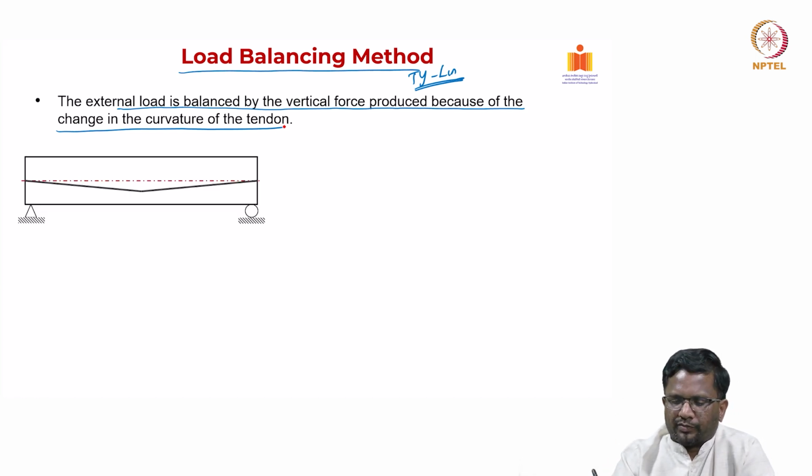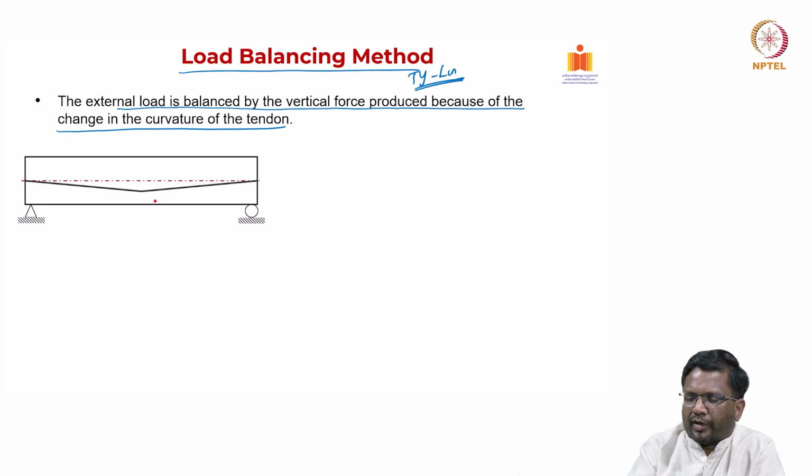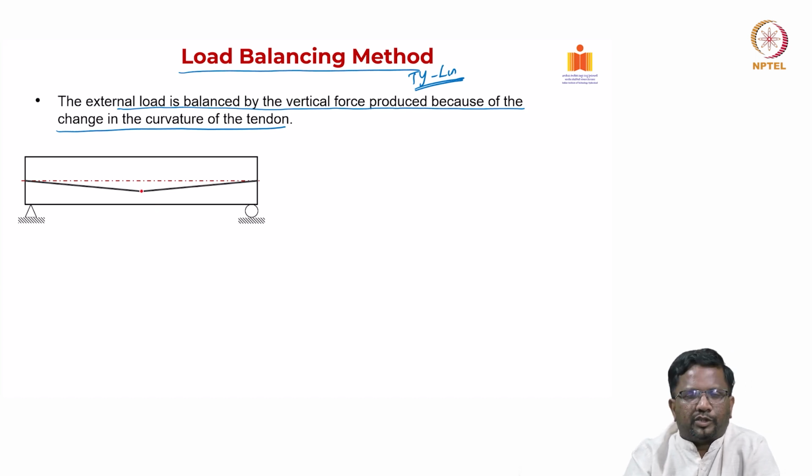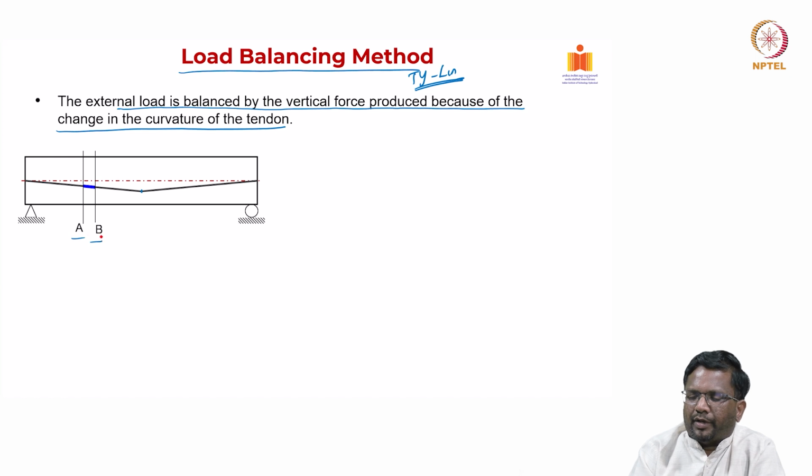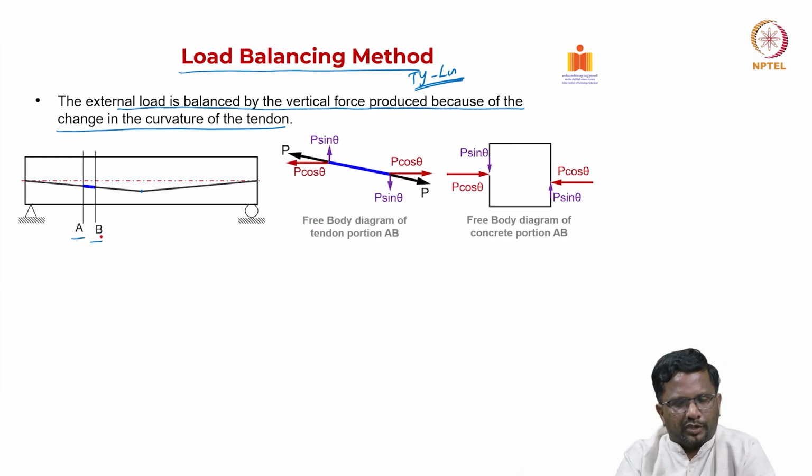Now let us look at this very simple case. You have a linear profile of a cable which is changing slope at this point. Again, we are looking at this beam which has a cable profile of this kind. This is a simply supported example, which we have taken for simplicity. Now I take a small elemental length of this strand or PT cable between A and B, and look at the forces that are generated.